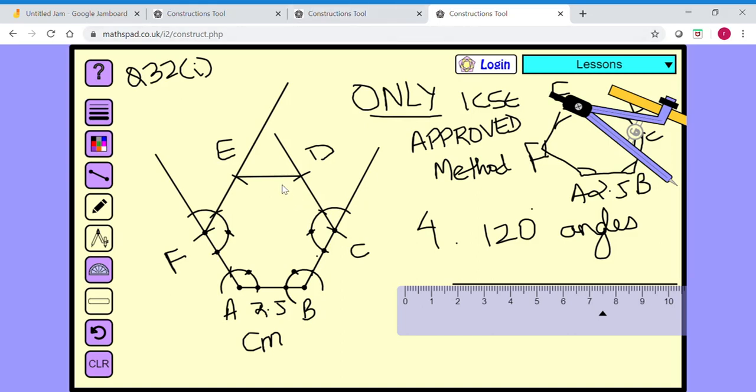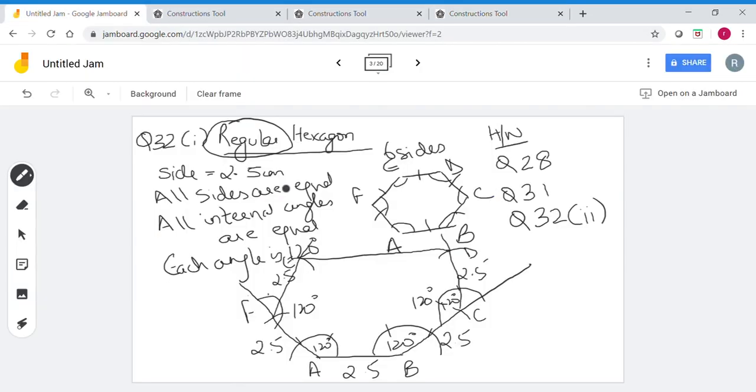Let's look at what your homework is. Homework is you have to do question 28, question 31, question 32, part 2.